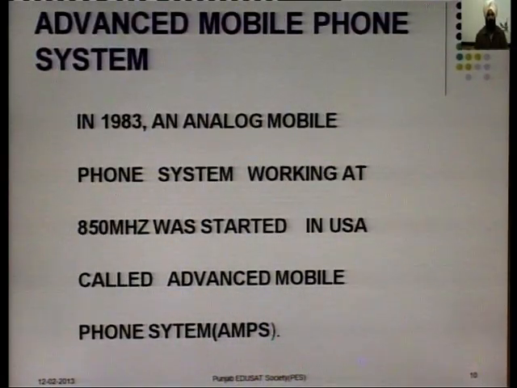Then in 1983, an analog mobile phone system working at 850 megahertz was started in the USA. It was called the Advanced Mobile Phone System. As I told you earlier, American countries were doing their own research, European countries their own, Germans their own, Australians their own. So, some different mobile systems came into existence with certain differences in features.